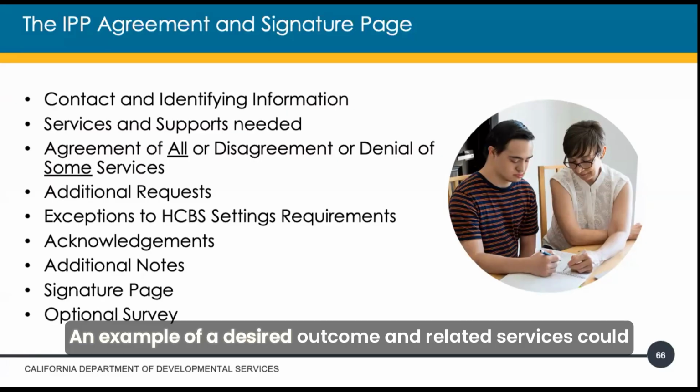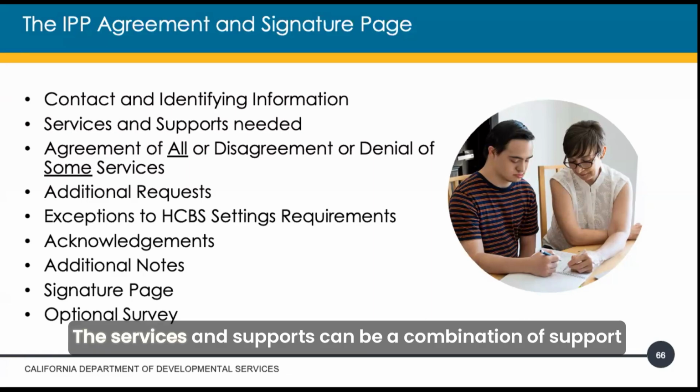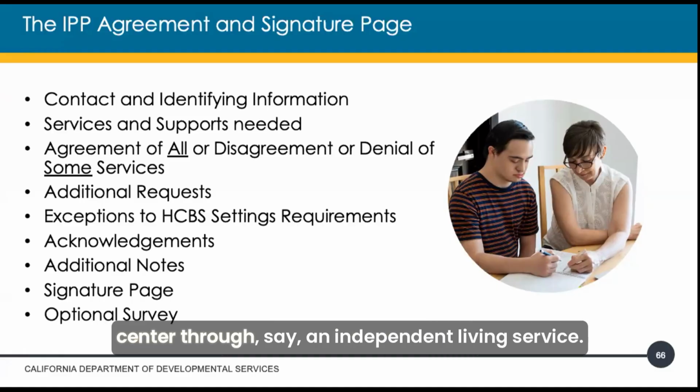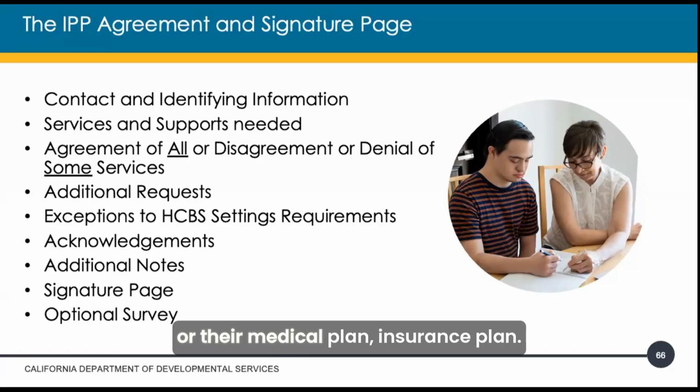An example of a desired outcome and related services could be an individual who wants to stay healthy and active. The services and supports can be a combination of support from the regional center through, say, an independent living service, and a generic resource, such as in-home supportive services or their medical plan, insurance plan.